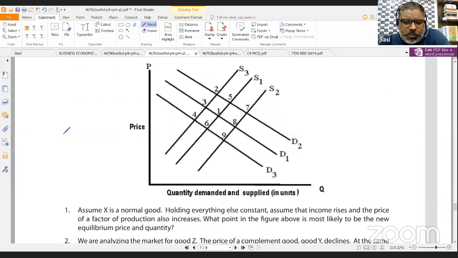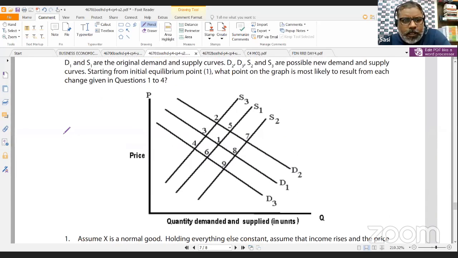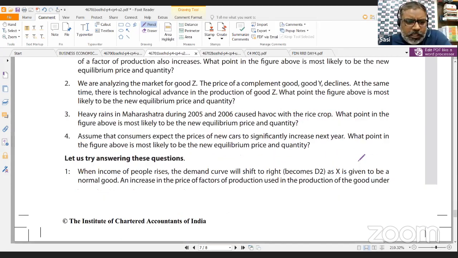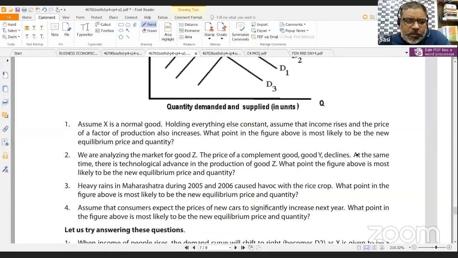This is a typical question type that can be asked in any examination. Let us quickly observe that, because this type of question can be asked in the examination. Each point represents here 1, 2, 3, 4, 5, 6, 7, 8. Each point represents one equilibrium point, because that is an intersection of one demand curve and one supply curve. And we should understand D1, D2, D3 are demand curves. S1, S2, S3 are supply curves. Let us look at some of the questions so that we can understand how to interpret this type of graph.